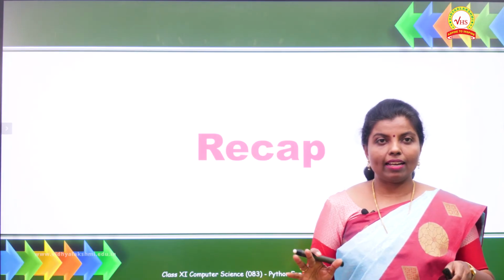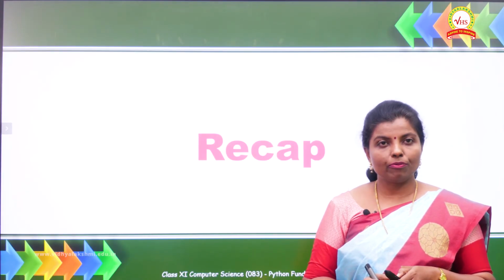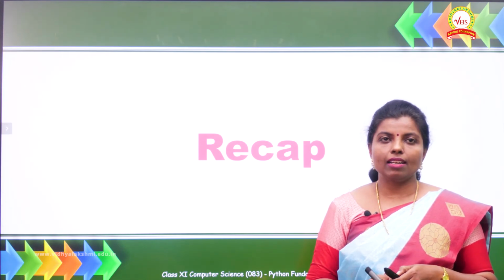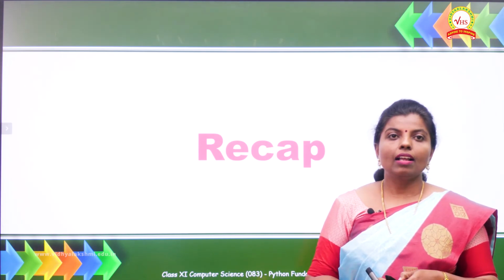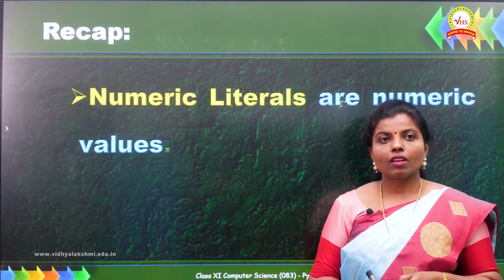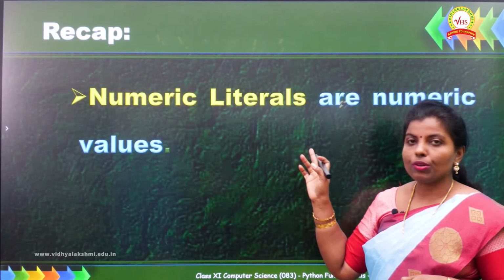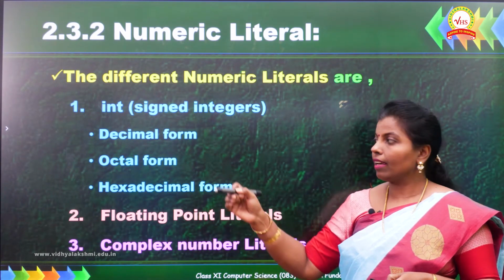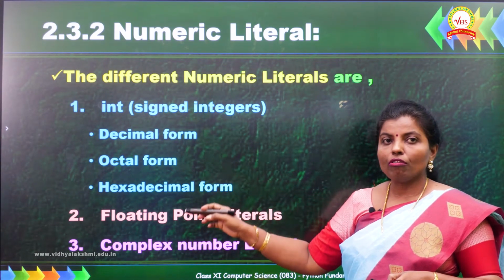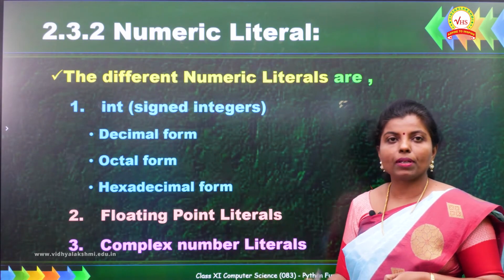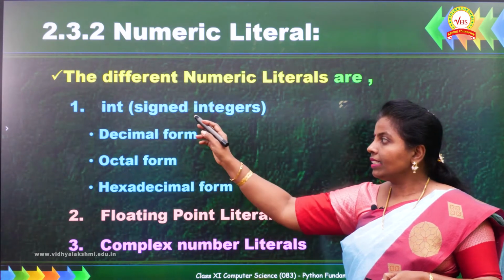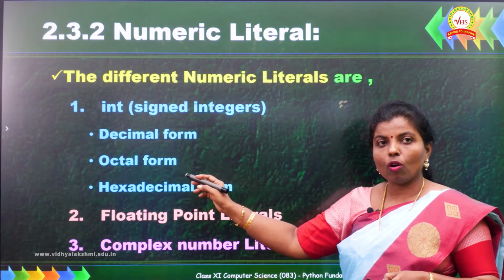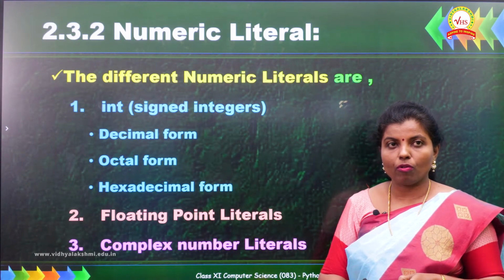We have come to the end of session now. In this video, we have learned about numeric literal, Boolean literal and the special literal None. Let us recapitulate. Numeric literals are numeric values. The numeric values can be represented in integer form, floating point form or complex form. The integer literal can be represented in decimal form, octal form and hexadecimal form.